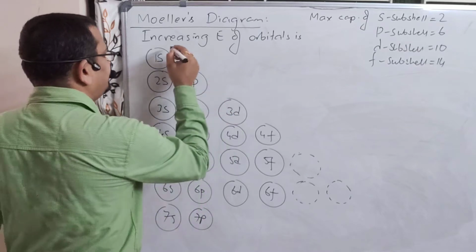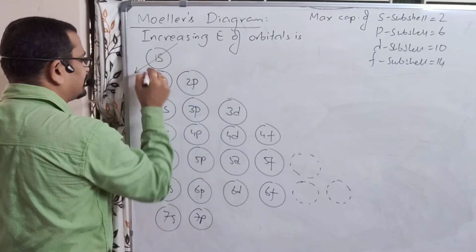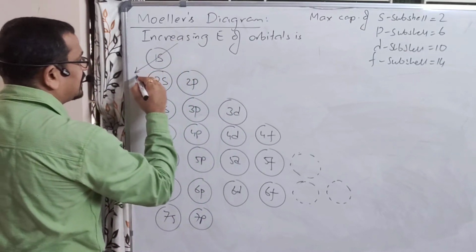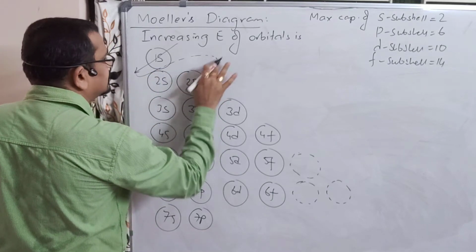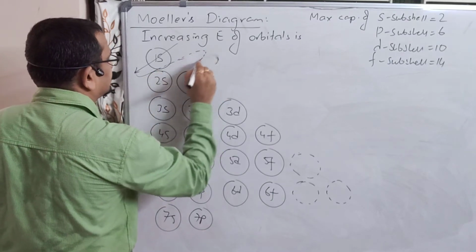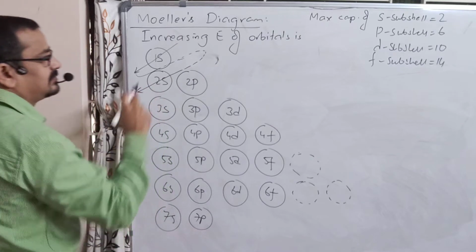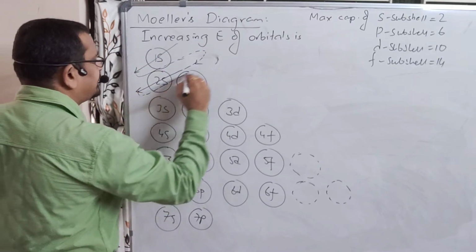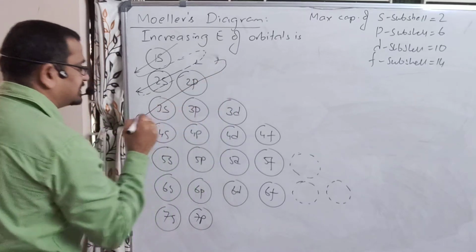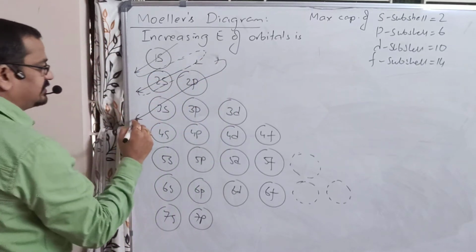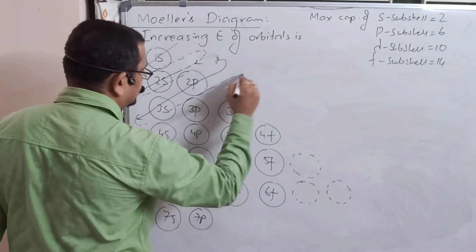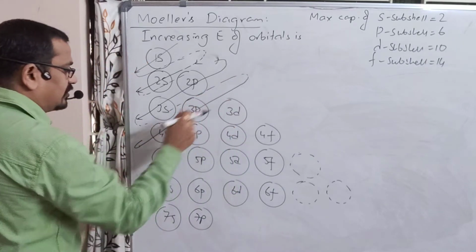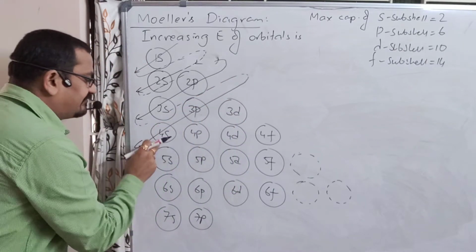Now this is the direction. See the direction of the arrow, 1s. After which you have to take a turn and fill 2s. And after 2s, again take a turn, fill 2p and 3s. See the direction of the arrow. Again after 3s, 3p and 4s.